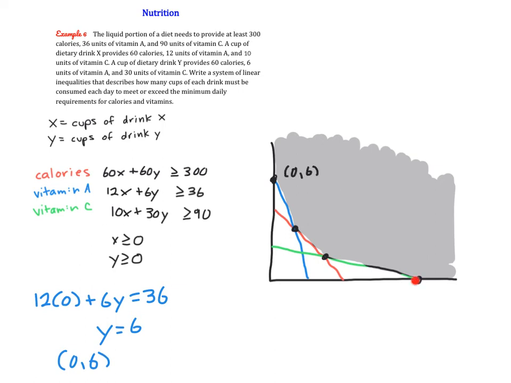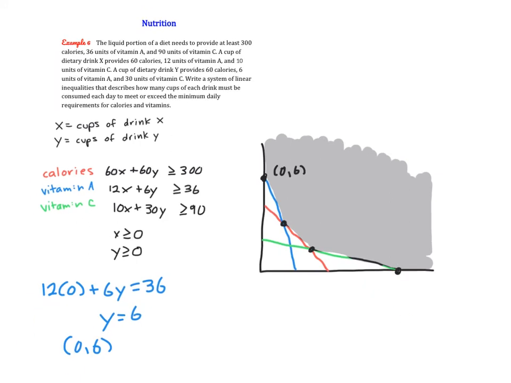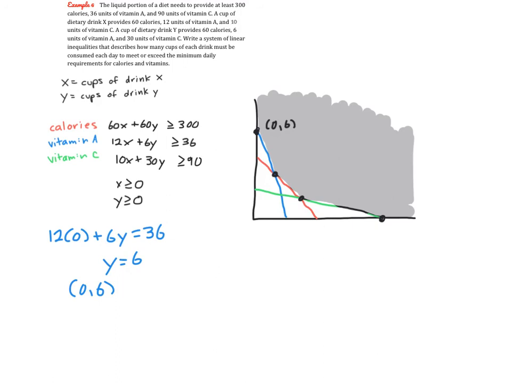Now let's look at this green one, since it's the next easiest one you can do. So you can see it's our vitamin C equation, and it's occurring at our x-intercept, which occurs where y is equal to 0. So I'm going to take our green equation and set y equal to 0. So 10x plus 30y equals 90. Substitute y for 0. So 30 times 0. So x will equal 9. So we have the coordinate 9, 0.